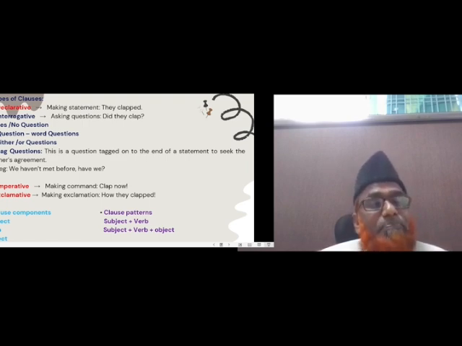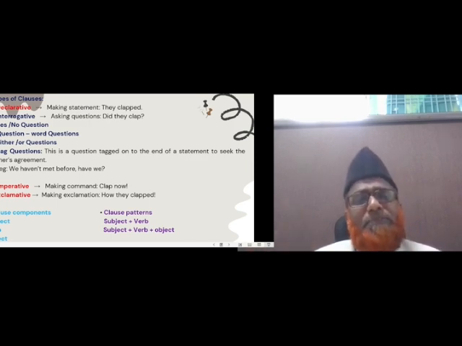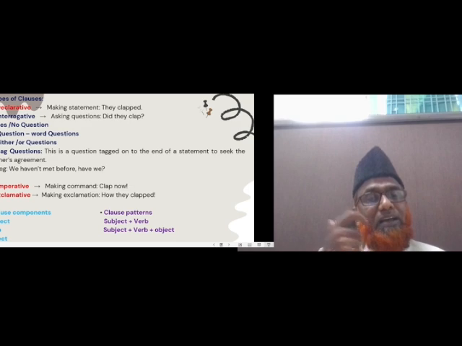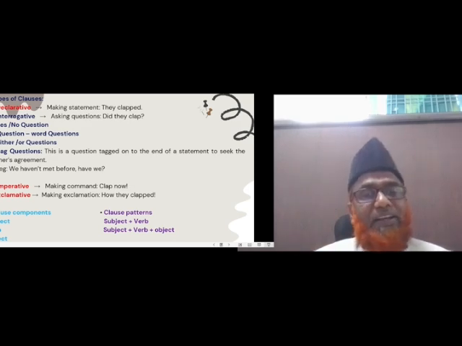Third one is imperative. Very simple thing, making a command. Exclamative, very simple: exclamation. "How they clapped!" We have a sign of exclamation. Now, clause components, that is subject, verb, object.